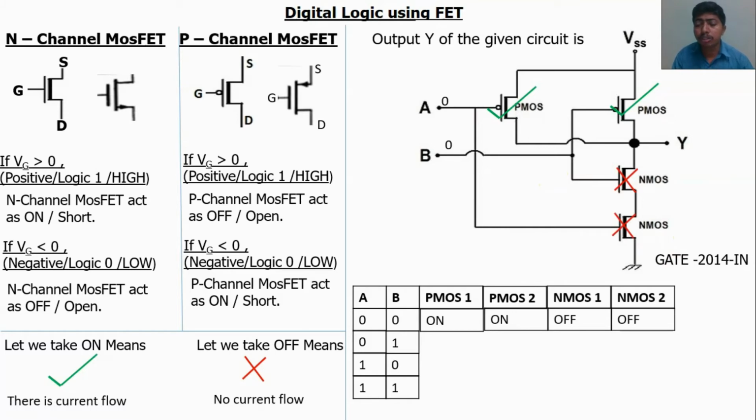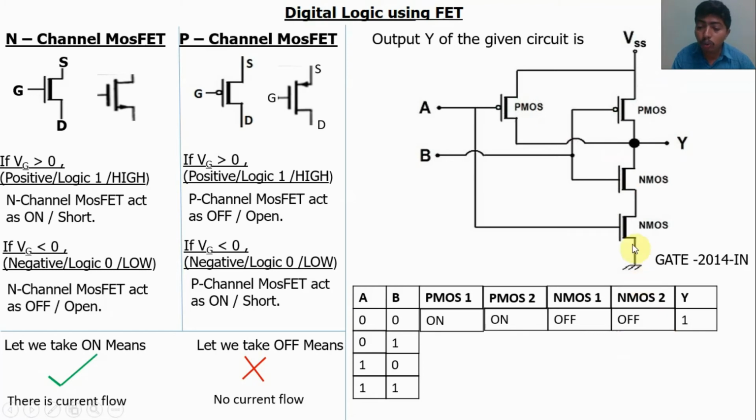Now check the output. Current flows from VSS to the output load through this path and this path. This is not a short circuit; it acts as a simple resistor. So there is a current flow to the load, so output Y is equal to 1. If it is not possible to flow the current to the load, then it means logic 0. Here it is possible to flow the current, so logic Y is equal to 1.